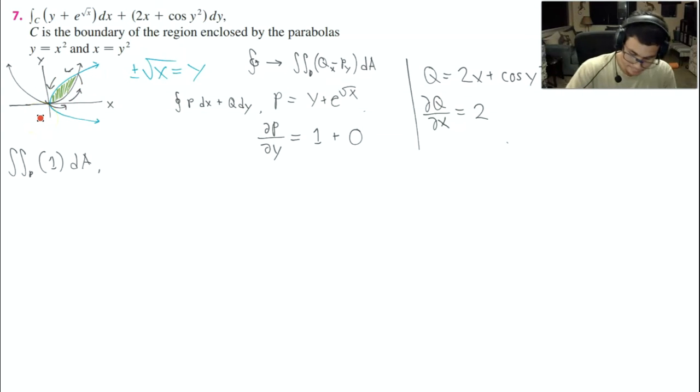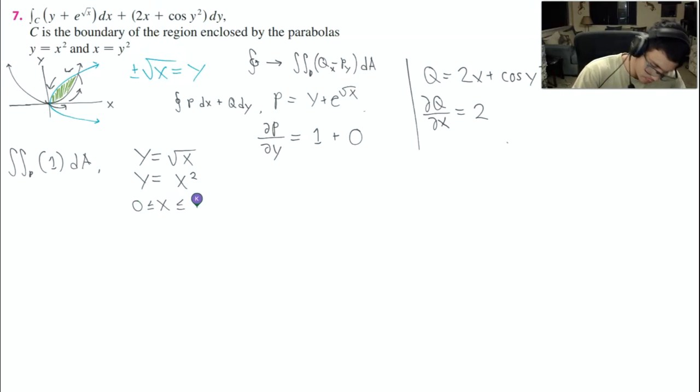Well, we know that it goes from y equals square root x, and there's y equals x squared. And that goes wherever x is 0 to, we don't know. And we could find that by relating these two. So let's relate these two.